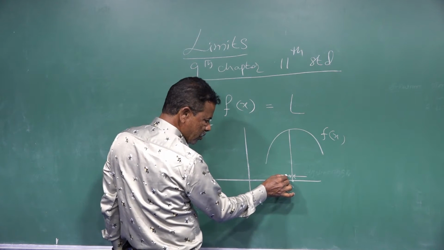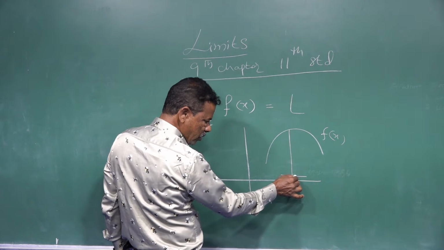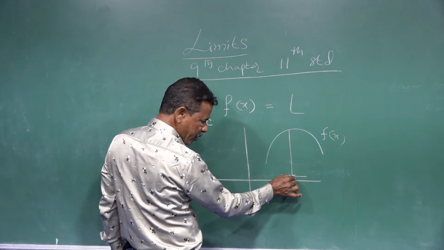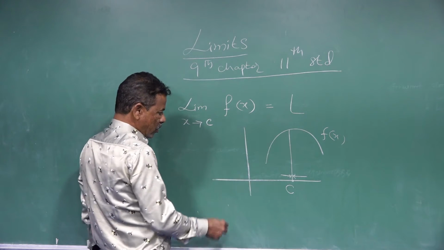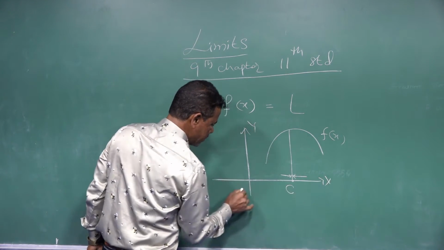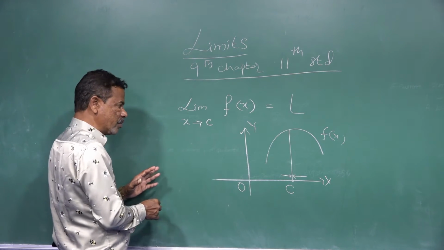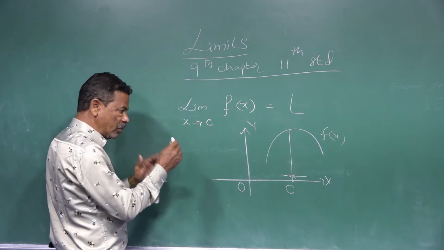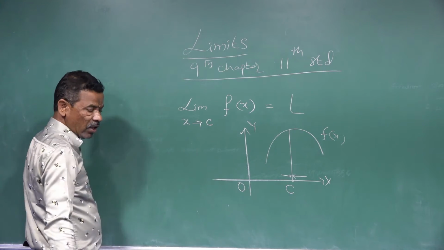So count from here onwards and reach the c value. From this side also, from left to right. This point is c, and we go near to this value from the right and left sides. This is the y-axis, this is the x-axis, and this is the origin. So this is the limit system. According to this system, we apply any function, and there are some standard formulas.